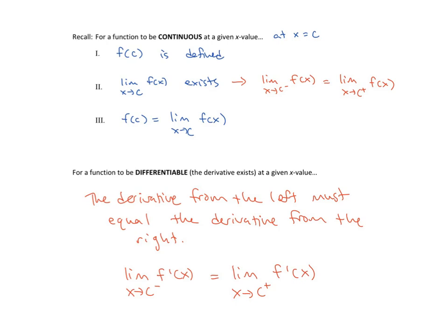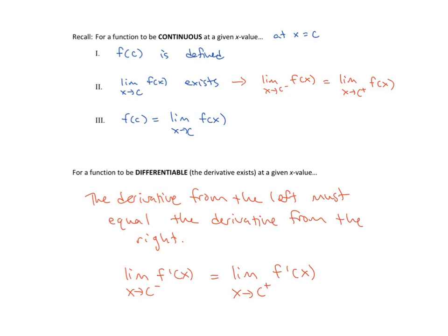In this video, we will be discussing continuity and differentiability. So first, we're going to review what is required for a function to be continuous at a given x value, for example, x equals c. The first requirement is that f of c must be defined. So that point is an actual defined point.